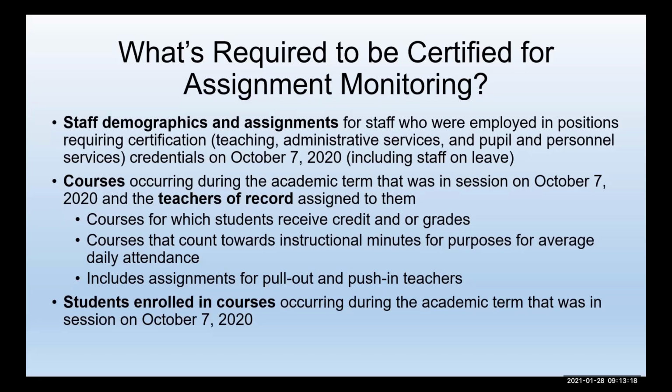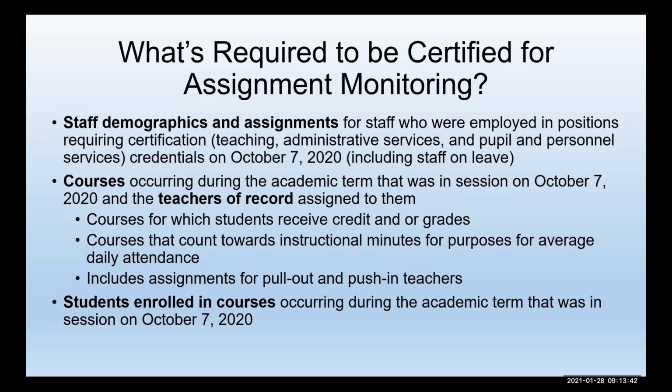The reason I mentioned that it's the courses that occur during the academic term that is on October 7th is because some of you are off track on October 7th, or you have block schedules and certain courses don't occur on that exact day. If the course was scheduled during the academic term that usually occurs in the fall on October 7th, then you want to go ahead and report those courses.